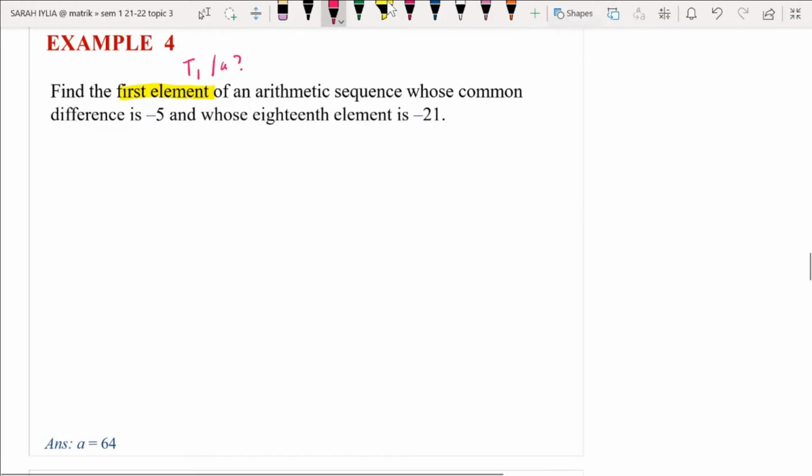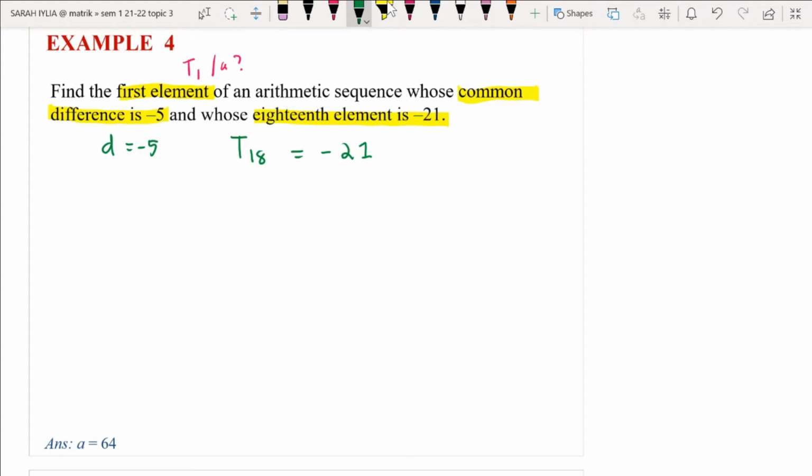Itu soalan suruh cari. Whose common difference is negative 5? So, common difference negative 5 maksudnya itu represent our D. And then, whose 18th element is negative 21? So, lagi sekali, T18 equal to negative 21. So, dalam soalan mesti berjaya cari, soalan nak apa? Soalan bagi apa? Dua benda tu. So, based on these two info, kita kena carilah what is A. D equal to -5 dah tak boleh gerak. Itu memang satu value kat situ.